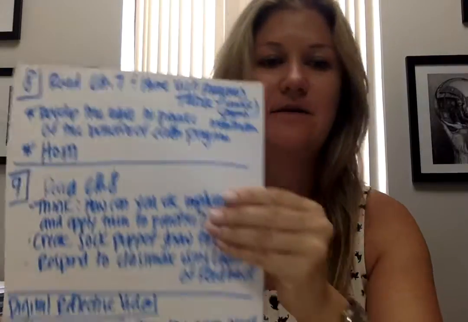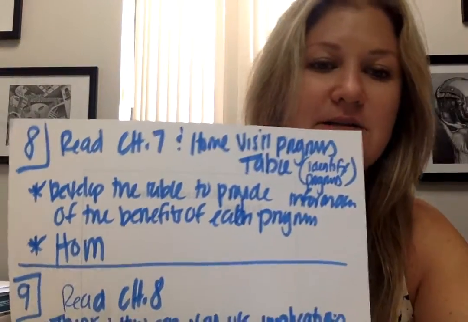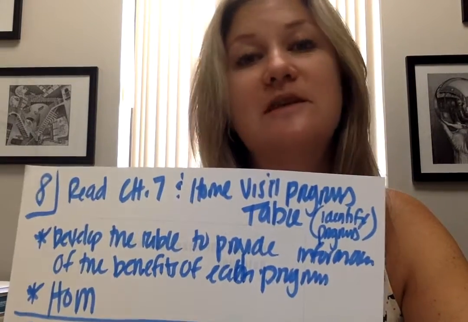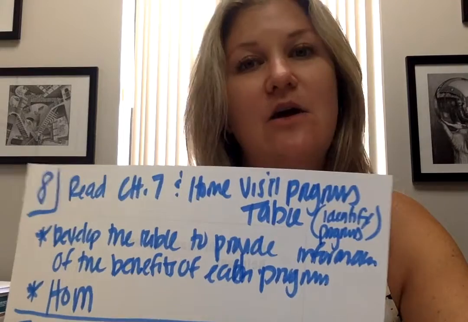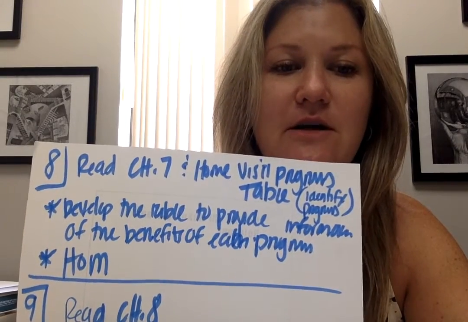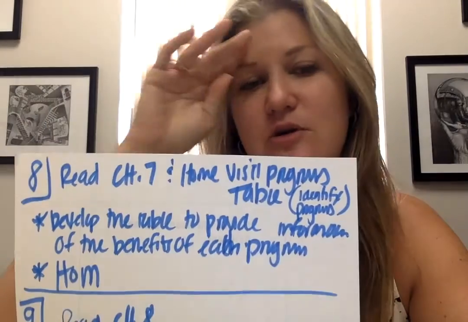All right, moving on. Assignment 8. This is the home visit assignment. So in assignment 8, I'm asking that you read chapter 7, and we talk a lot about home visit programs and what they entail, how they help both families and children. So you're going to also familiarize yourself with the home visit table, which has a list of certain programs.